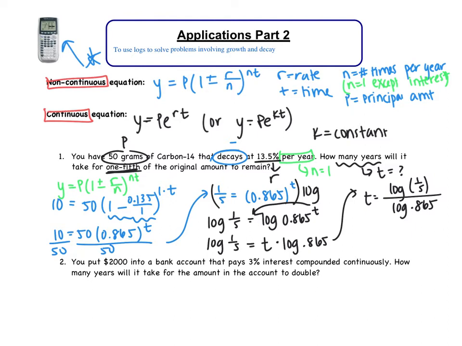Okay, so hopefully you did that. You should get about 11.10 years. So in just over 11 years, we're going to have 1/5 of the original amount. Okay, let's look at another example.